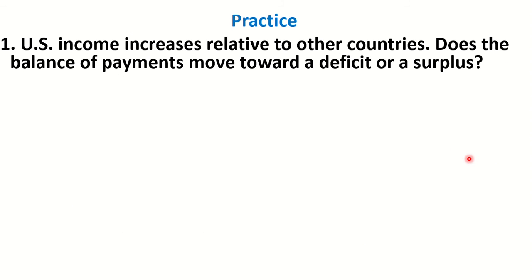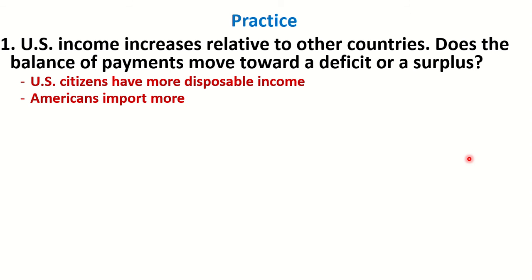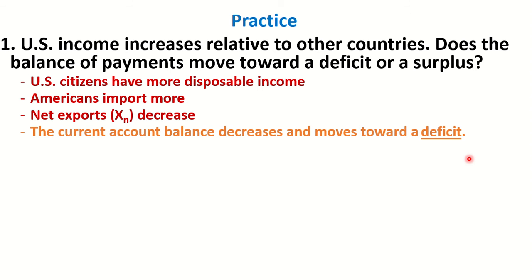All right, more practice. The U.S. income increases relative to other countries. Does the balance of payments move toward a deficit or a surplus? Let's look at the logic here, right? U.S. citizens have more disposable income. What are they going to do? Americans import more. Why? They're buying stuff from elsewhere. Net exports decrease. The current account balance decreases and moves toward a deficit.